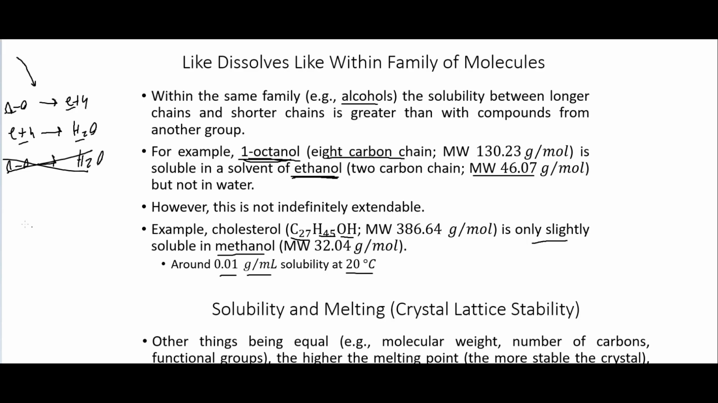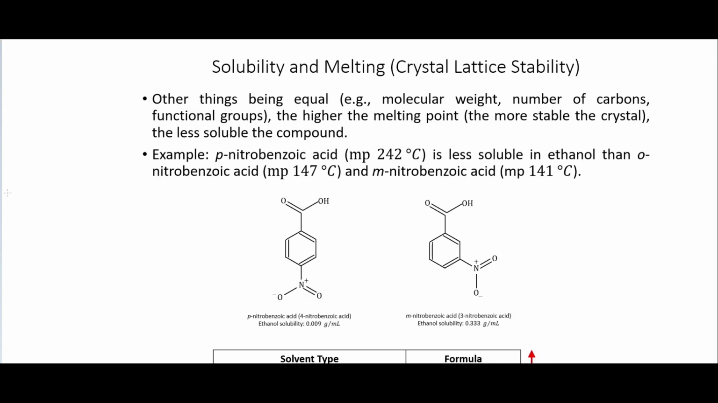that would not be predictable just based on if we wanted to use some sort of transitive property of solubility here. All right, and so solubility and melting: other things being equal, so things like molecular weight, number of carbons, and functional groups, the higher the melting point, so the more stable the crystal, the less soluble the compound will be.